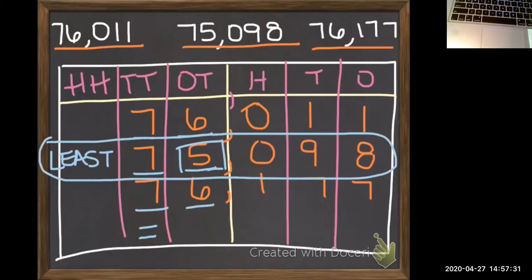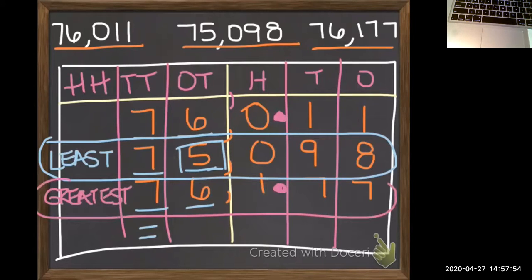Okay, so let's keep going and look in the hundreds column. I'm comparing the 0 in the hundreds to the 1 in the hundreds. Well, I know that the 1 is greater because that's 100. So I know that this number is the greatest number. So if I know that this center number is the least, and I know that the last number is the greatest, I now know that this one is in the middle. So I have ordered them. I can put them in order from least to middle to greatest, or I could go greatest to middle to least.